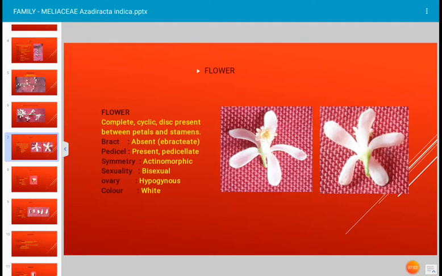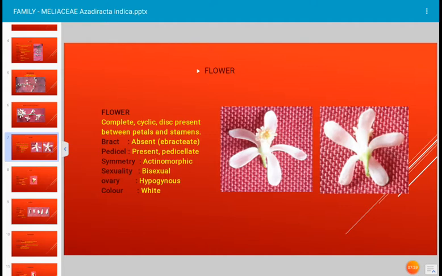Such flowers are described as hermaphrodite flower or bisexual flower. Bi means two. And the ovary in the flower is a superior ovary because all the floral units originate from the base of the ovary. Such ovary is described as superior ovary, or it is also called hypogynous ovary.